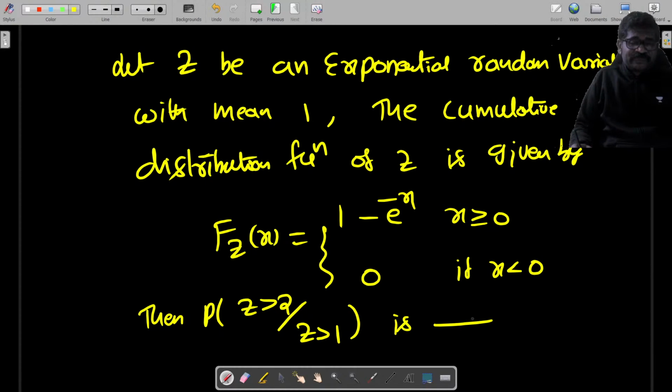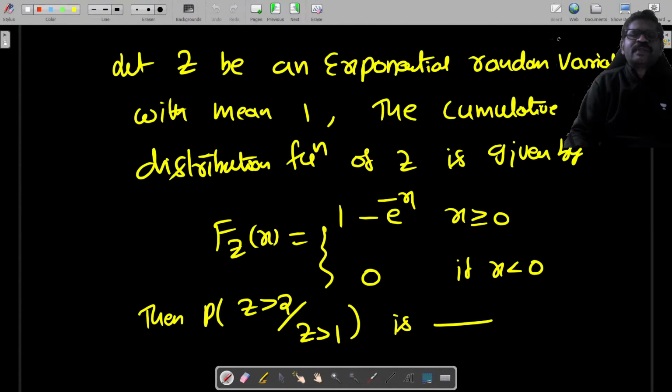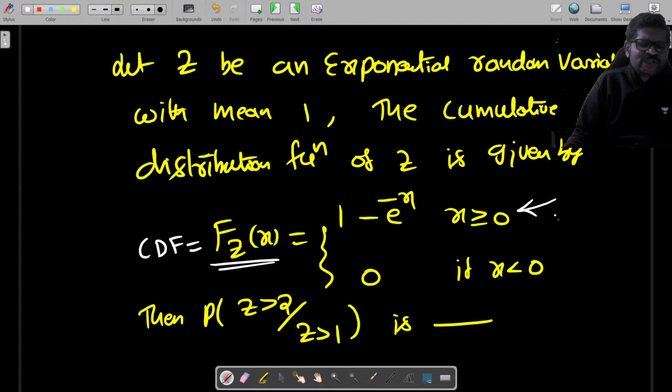In this problem, the cumulative distribution function is provided. We have to calculate the probability of Z greater than 2 given Z greater than 1. Here the random variable follows exponential distribution. The cumulative distribution function F_Z of x is 1 minus e power minus x when x is greater than or equal to 0.